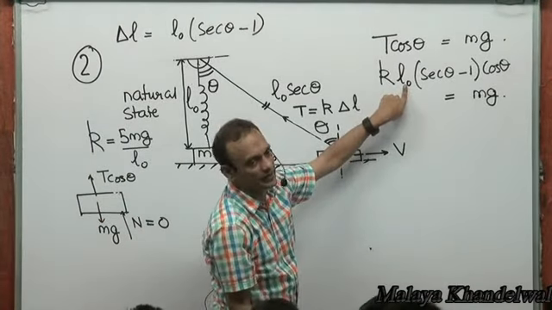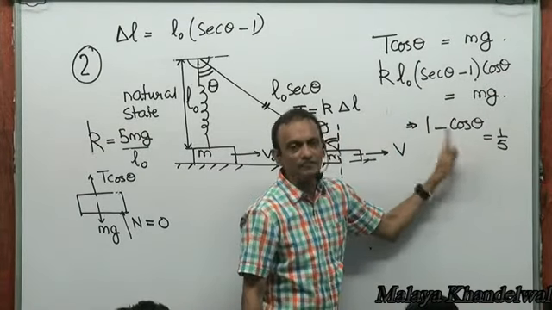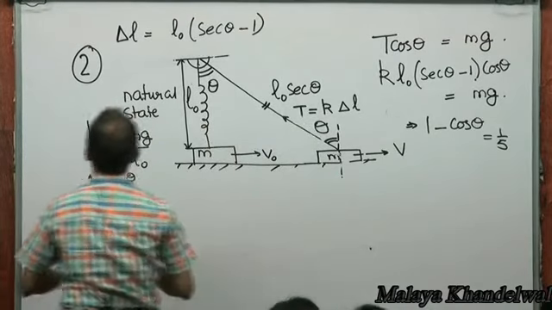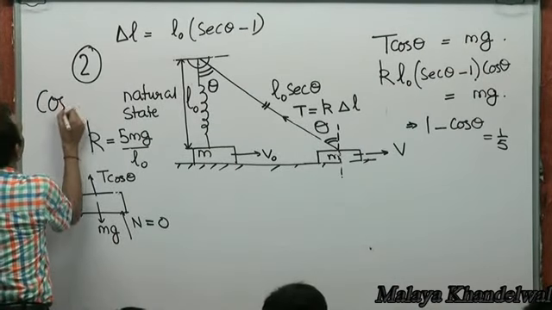I hope all of you realize why I did this. This k L naught is 5 mg, so mg by 5 mg is 1 by 5, and 1 minus cos theta is 1 by 5, so cos theta is 4 by 5. So the theta at which it just about breaks off the ground is given by cos theta equal to 4 by 5. Right? Clear?